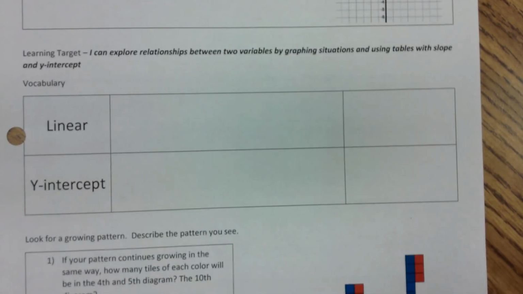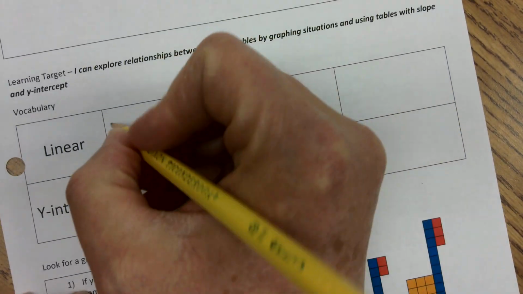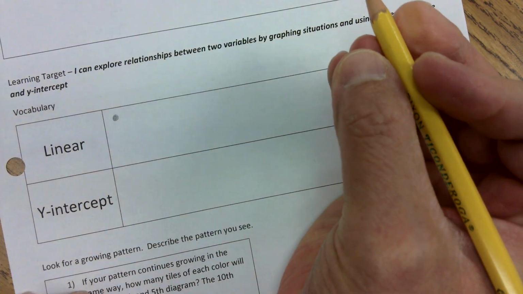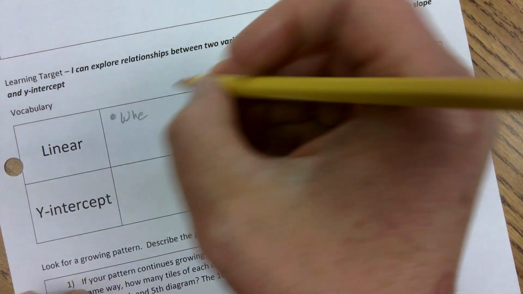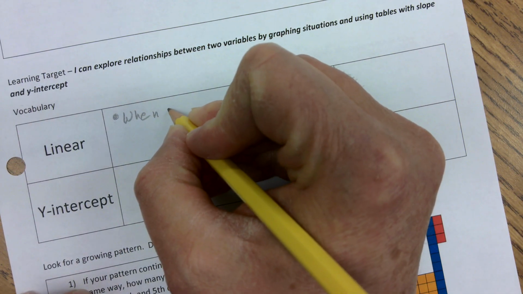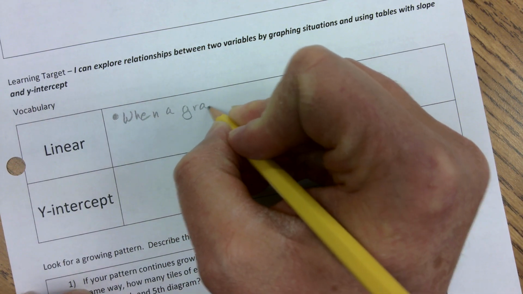Okay, guys, some linear relationships today. We're going to define two terms, linear and y-intercept. Linear is just when something is graphed, it's a line. Let's see. When a graph is a line, let's just say that.